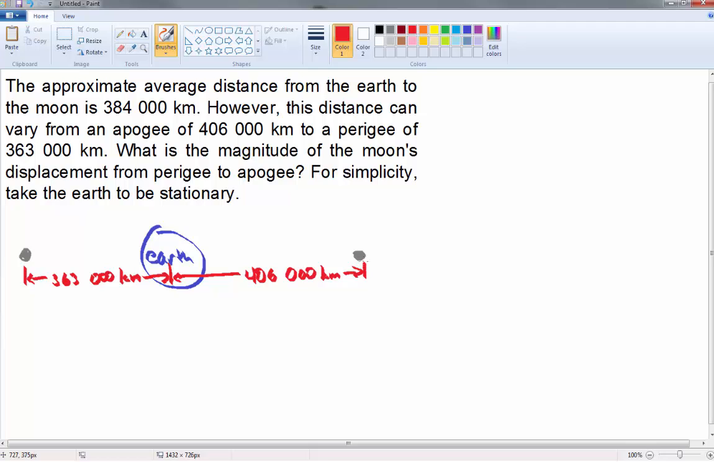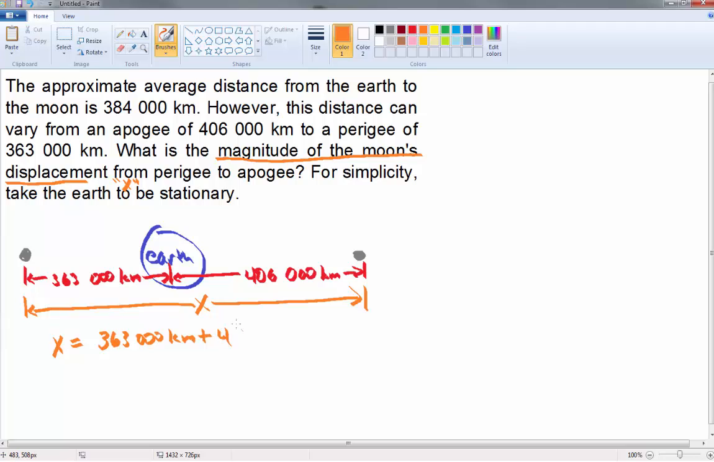So the question here ends up being, how far apart are they from least distance to greatest distance? So this right here would be the magnitude of displacement, which I'm just going to label as x. So magnitude of the moon's displacement, we can label as x. And to get x, you can add these two numbers together because they are exactly opposed from each other. In other words, this is a straight line from here to here along these numbers. And so x in this case is 363,000 kilometers plus 406,000 kilometers.